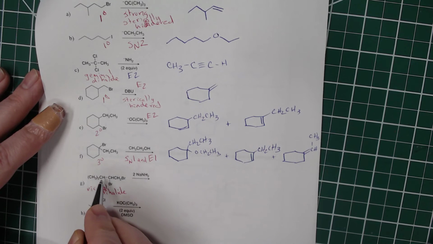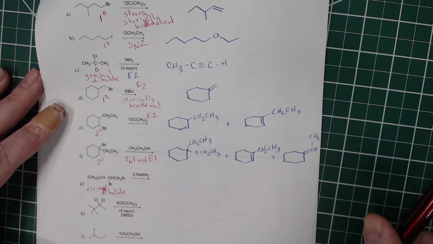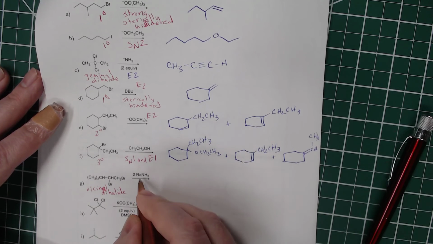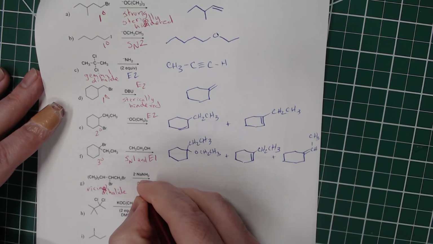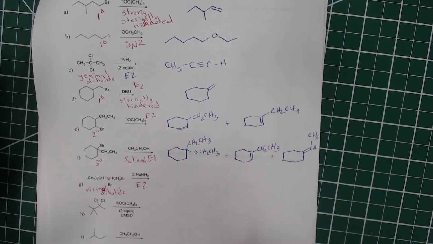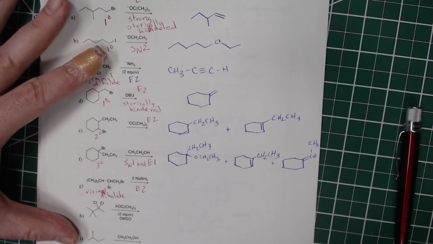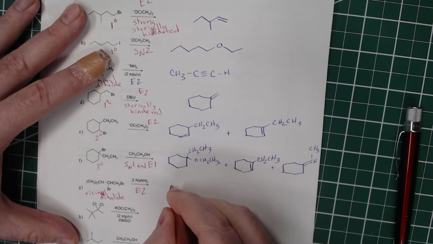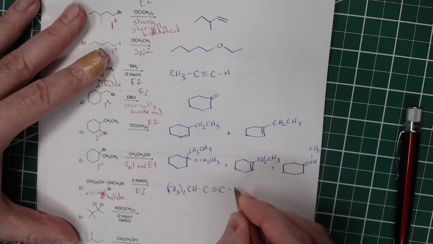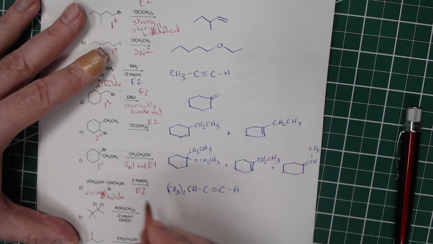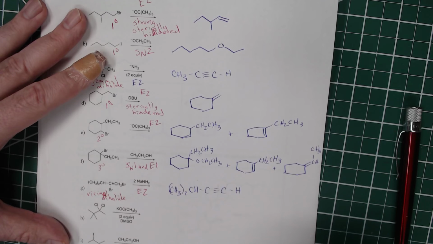We will not eliminate over here. We're going to eliminate between these two and form an alkene. So we've got this strong base, so this is going to be E2, but it's going to be a double E2 reaction. And so we'll get CH3, 2, CH, carbon, triple bond, carbon, hydrogen. So we will eliminate twice across that carbon-carbon double bond.